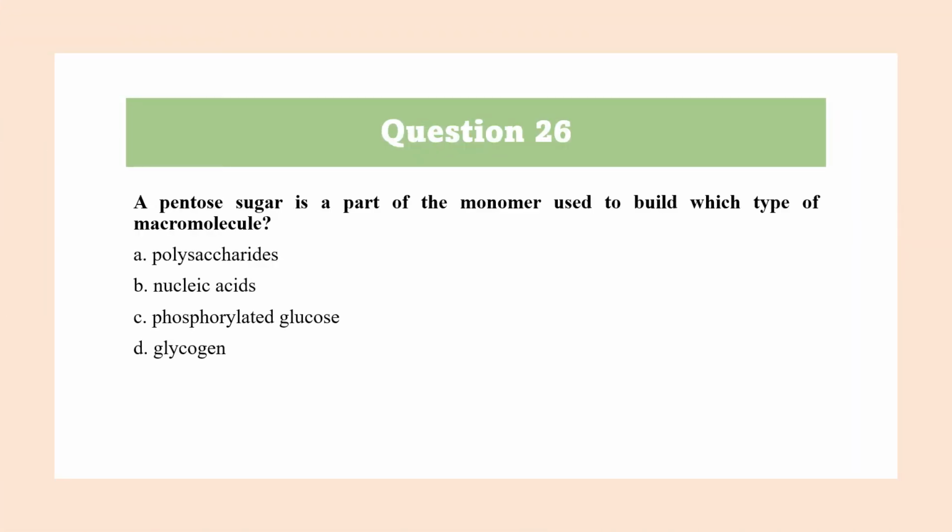26. A pentose sugar is a part of a monomer used to build which type of macromolecules? Polysaccharides, nucleic acid, phosphorylated glucose, or glycogen? The answer is nucleic acids.